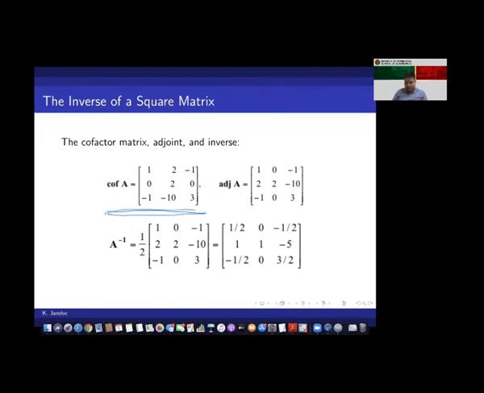Now, how do you get the adjoint? The adjoint is simply the transpose of this cofactor matrix. You take the rows and make them the columns. The first row is 1, 2, negative 1, and you make it the first column. The second row, 0, 2, 0, becomes the second column. The third row becomes the third column: negative 1, negative 10, and 3. So that's the adjoint of A.